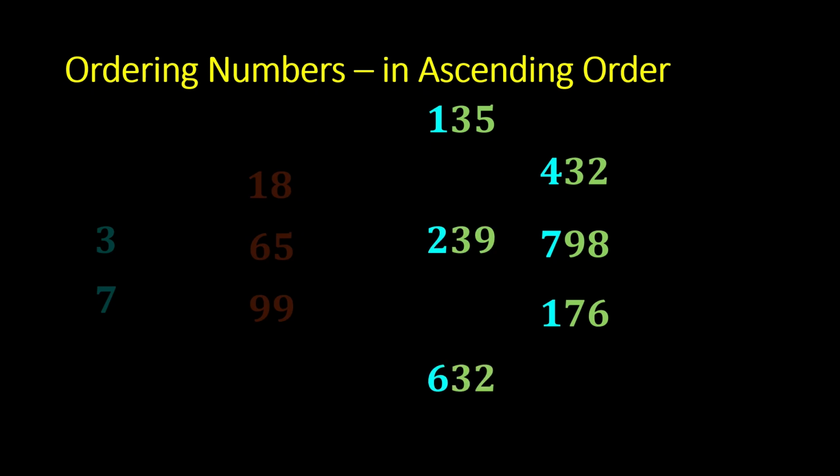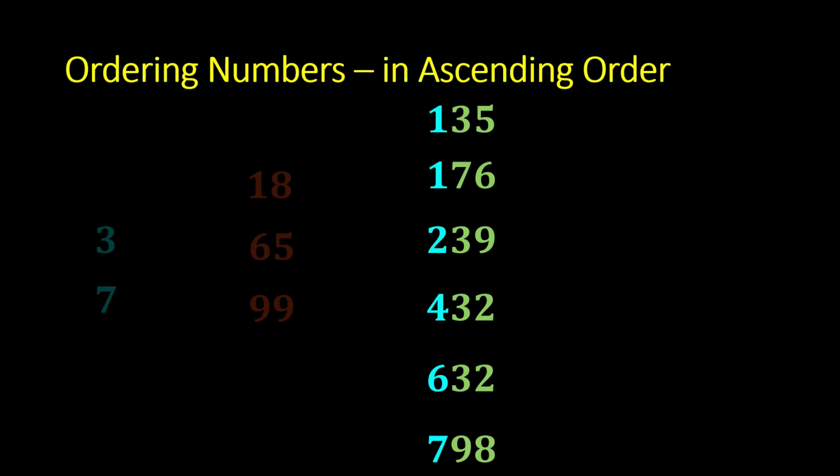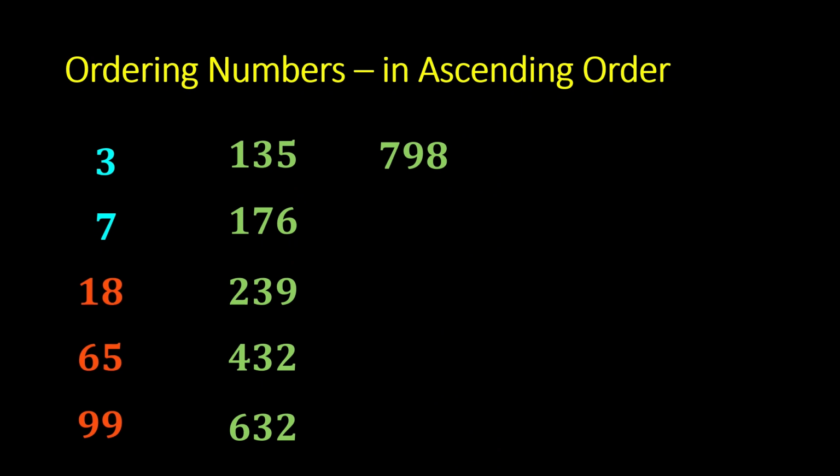So we shift the leading ones together, so 135 and 176 come together, followed by 239, and then we pop the 432 here after 239 and before 632, and finally 798 here. And here are our numbers in order of size.